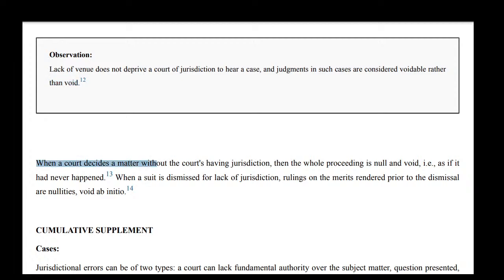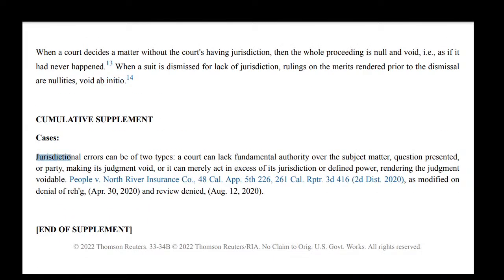When a court decides a matter without having jurisdiction, then the whole proceeding is null and void, as if it had never happened. Without having jurisdiction, the whole proceeding is null and void. When a suit is dismissed for lack of jurisdiction, rulings on the merits rendered prior to the dismissal are nullities, void ab initio, right from the start. Cases here in our cumulative supplement.